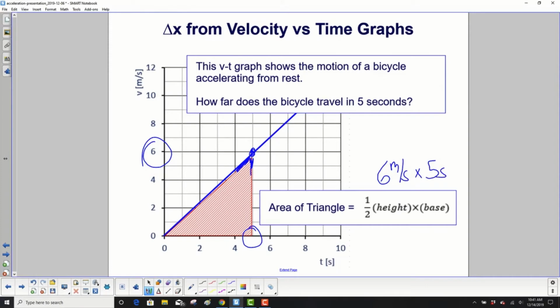You multiply those two together and divide by 2, right? Because that's half of the area of the triangle. We get 30 over 2, which is 15 meters. So that would be the displacement this time.